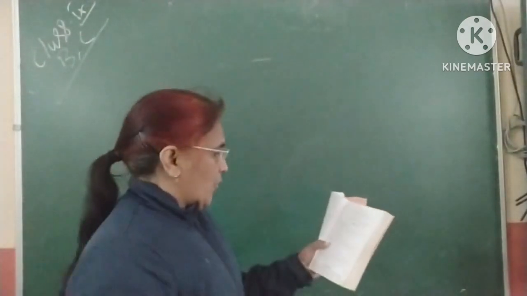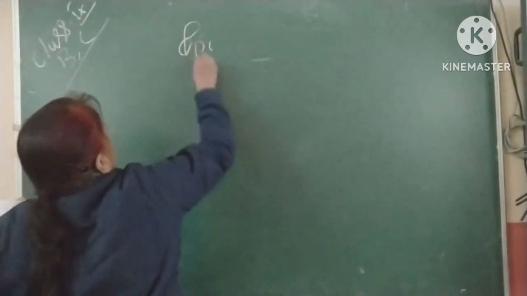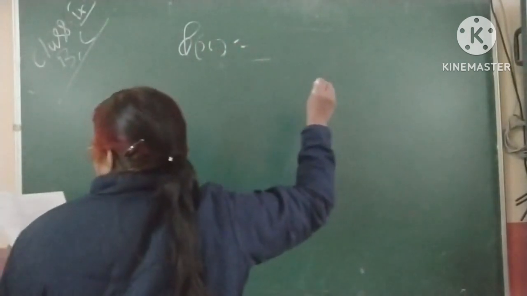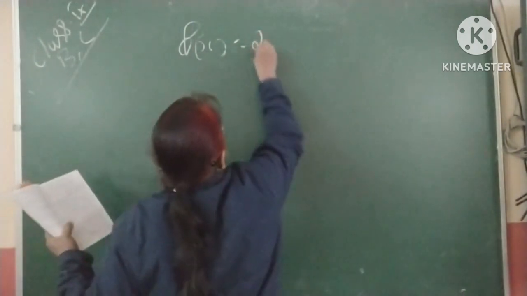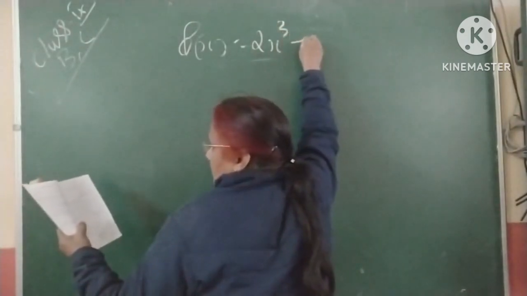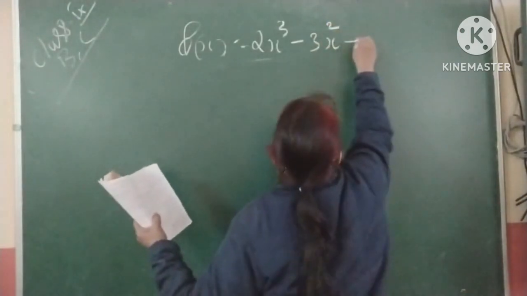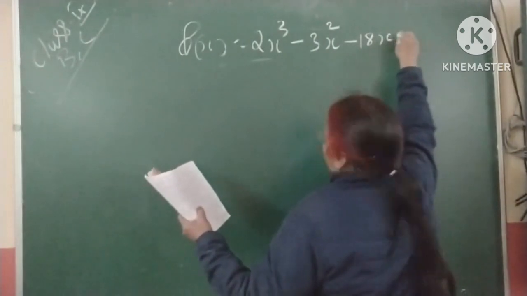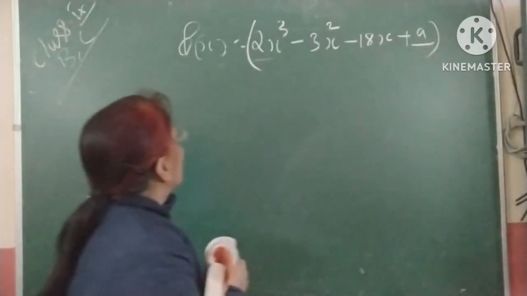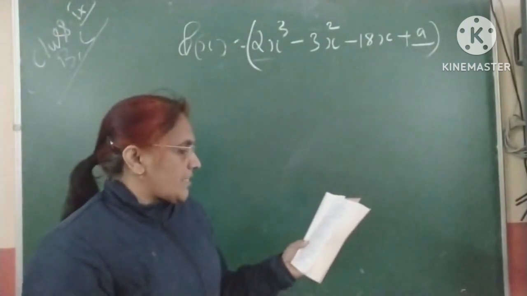First we can write f of x. f of x equal to 2x cube minus 3x square minus 18x plus a. This is a. Okay. What is f of x? 2x cube minus 3x square minus 18x plus a.